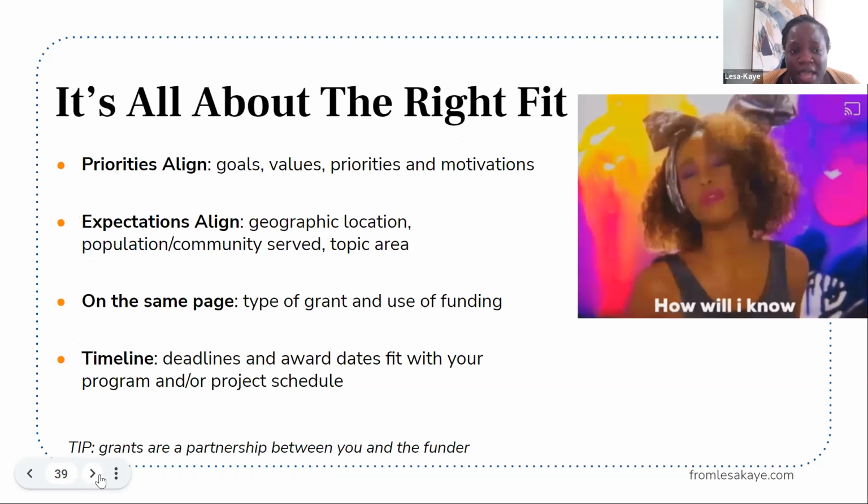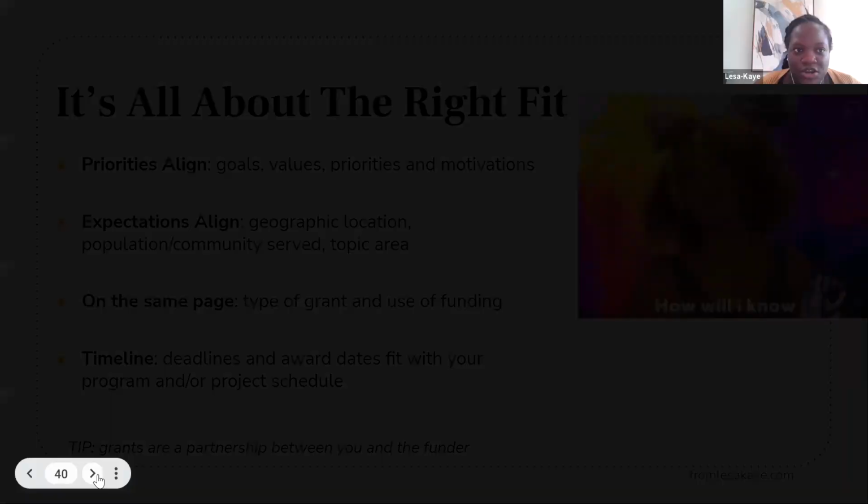Do your priorities align? Do you have the same expectations? Are you on the same page? And timeline is also important. So you want to look at when that grant is awarded, does it fit with your program or project schedule? If it's a grant that is awarded in May, but you're like, we need to have this roof done before the end of January, then the timeline for that funder may not match the timeline of when you need the funding. So that's another thing to consider.